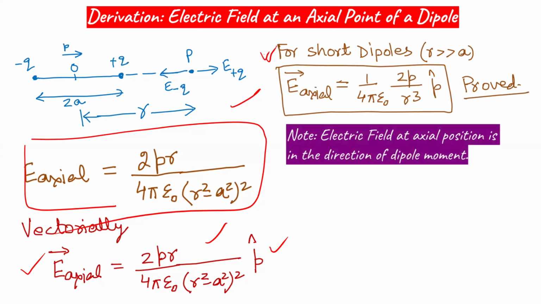Now for short dipoles, means in which case the r is very large as compared to the distance between the two charges. In that case, E axial is equal to 1 upon 4 pi epsilon naught 2p upon r cube in the direction of p. So as I told you, E axial is basically inversely proportional to r cube. Okay, so note electric field at axial point is in the direction of the dipole moment, mind you.